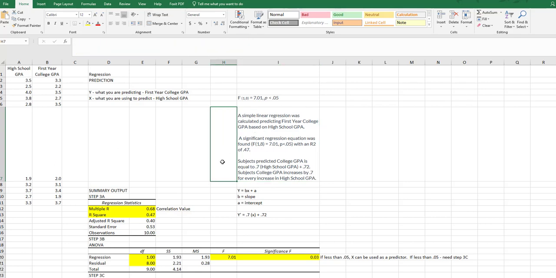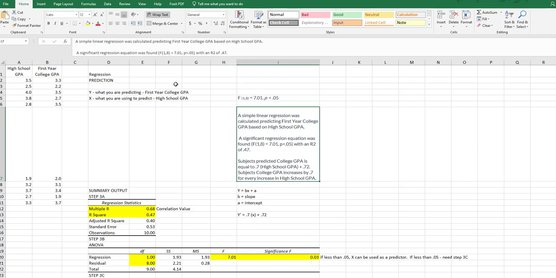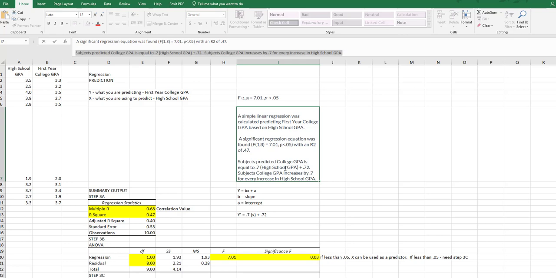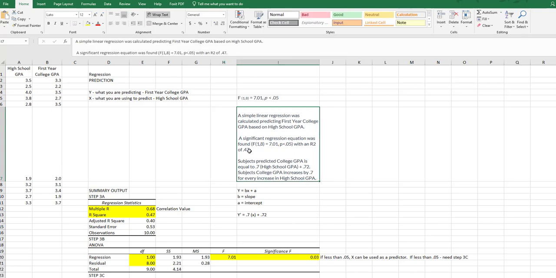Once you have that done, you are finished with APA format, okay? If you have a not significant equation, you do not need this third sentence, okay? If you have a not significant equation, you don't need that third sentence. You'll simply state the regression equation was not significant, and then you'll state that you cannot predict y from x, okay? So if you have any questions, let me know.